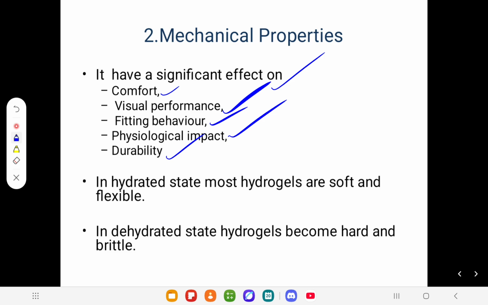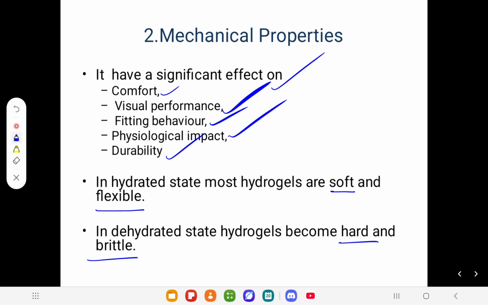In hydrated state, most hydrogels are soft and flexible, definitely. That's why we call it a soft lens, isn't it? Besides marketing, yes. So most hydrogel lenses are soft lenses, because they are soft and flexible. In dehydrated state, hydrogel lenses become hard and brittle. So when you experiment with a soft daily disposable contact lens, if you throw it in the dustbin, leave it there and see it the next morning, it's really hard when it becomes dehydrated.